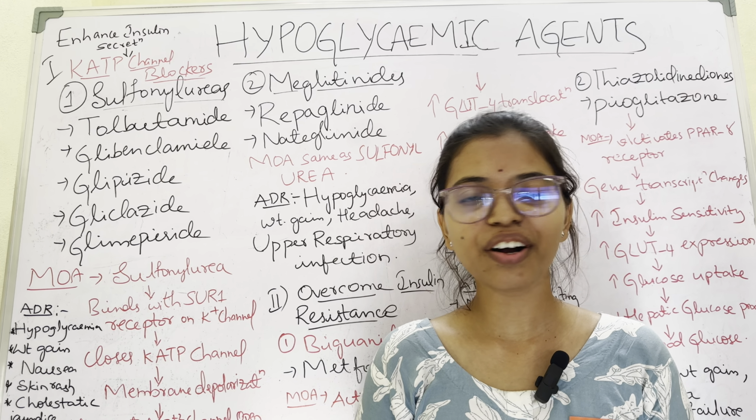So what are the types of diabetes mellitus? How many types are there? There are two types: type 1 diabetes mellitus and type 2 diabetes mellitus. Type 1 diabetes mellitus is an autoimmune disorder. I think you are aware of it, and let me revise a brief introduction about type 1 and type 2.